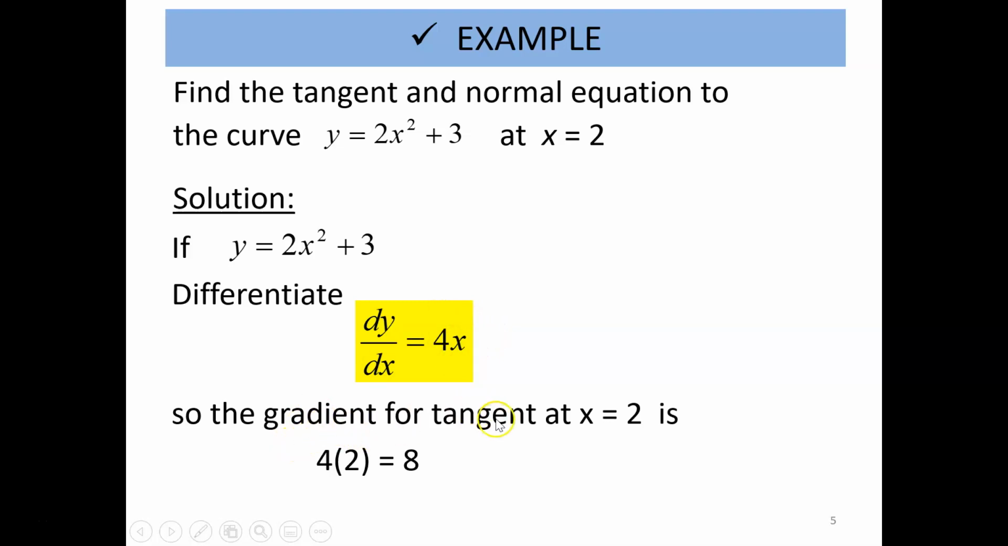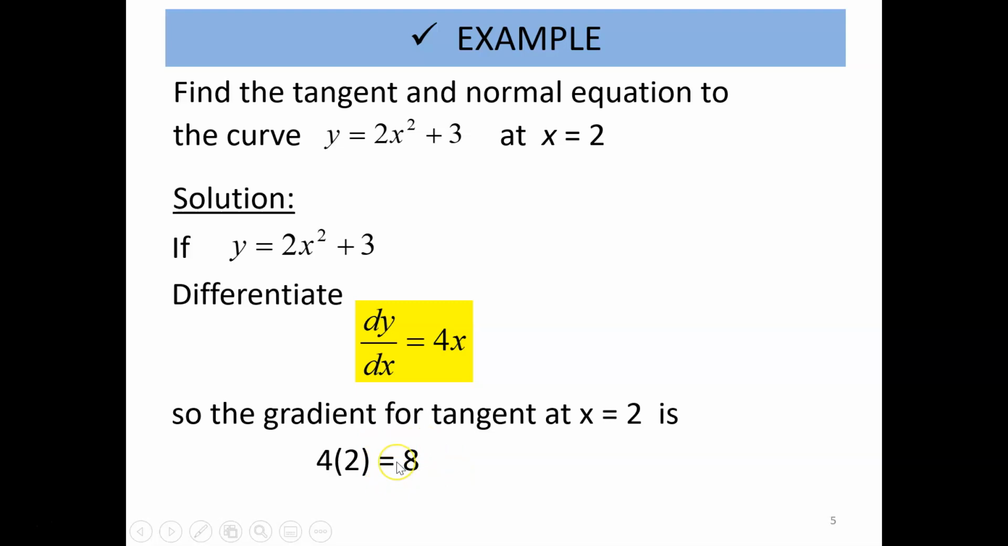So the gradient for the tangent at x equal to 2, since it's already given x equal to 2, why don't you substitute the value of x equal to 2 into this dy over dx, which means that previously you have dy over dx equal to 4x. Now it's mentioned that the tangent is at x equal to 2. So you substitute x equal to 2, then you get the gradient for the tangent, which is equal to 8.